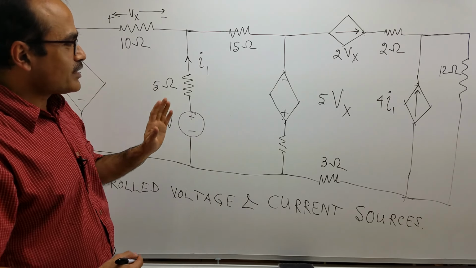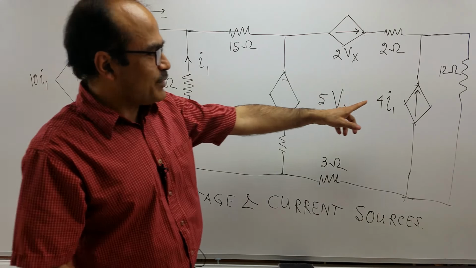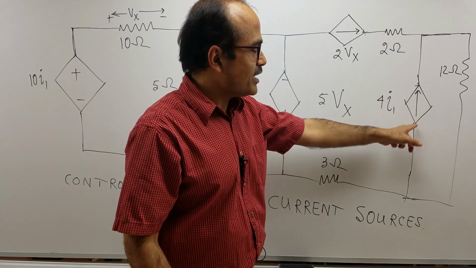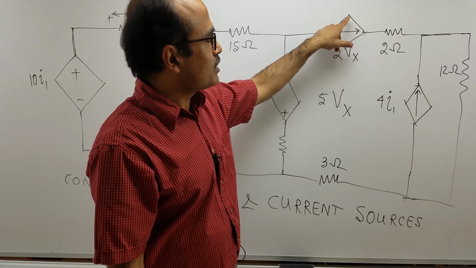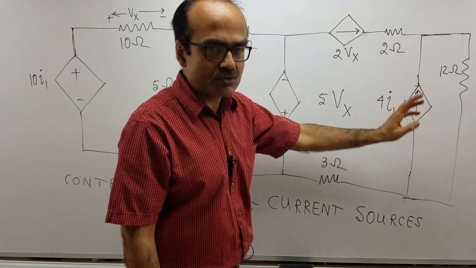If it is a controlled current source, again it is diamond shaped, but there will be an arrow inside. So, this is a controlled current source, controlled current source.